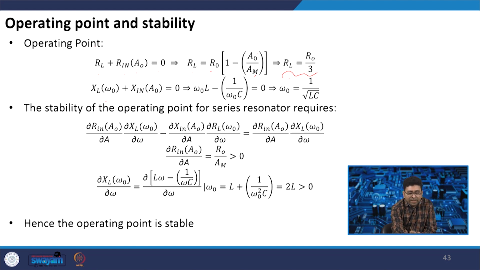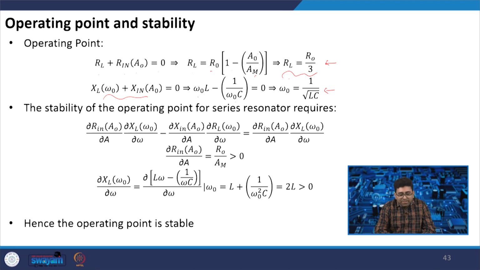XL omega plus X in A naught equal to 0. So, if you write omega naught L minus 1 by omega naught C, this is for a series resonator, equal to 0. So, omega naught is equal to 1 by the square root of LC. The same thing will apply to the parallel resonator as well. So, we get a condition for RL and omega naught. Now, is this stable or not?